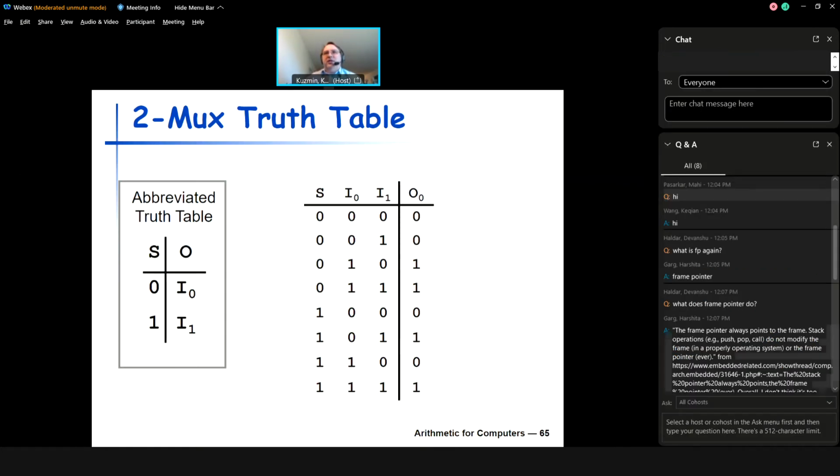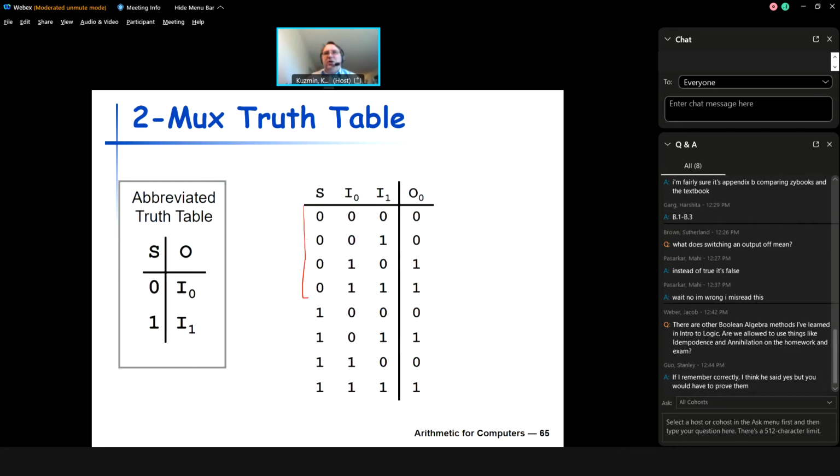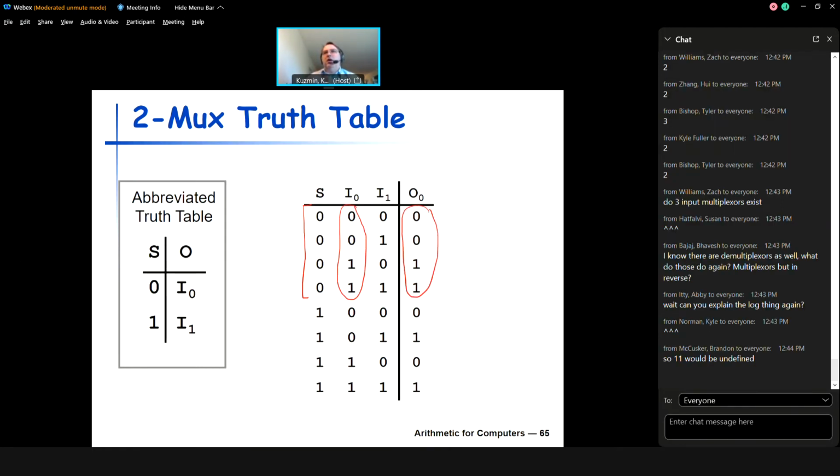So whenever this selector is 0, right? So it's this part, selector is 0. We must ensure that the output is the same as I0. And we just copy the I0 part to the output, right? Because that means if I0 is 0, the output is 0. If I0 is 1, the output is 1 for S of 0. And in this first half, we basically ignore what I1 is, right? We just go through all combinations of I1. I1 doesn't matter. And for S of 1, it's exactly the opposite. We have to ensure that whatever is on our I1 input is also on our output. So we just do that and we ignore I0.